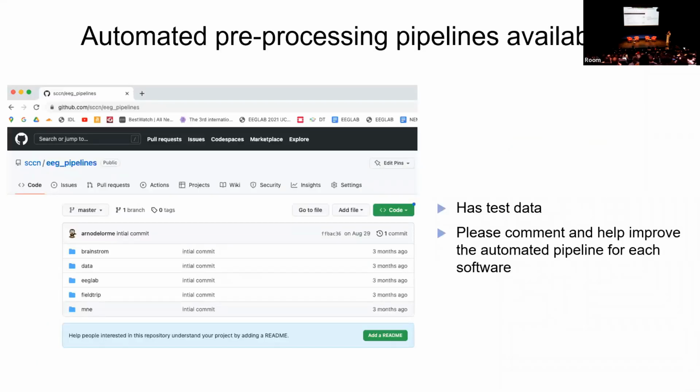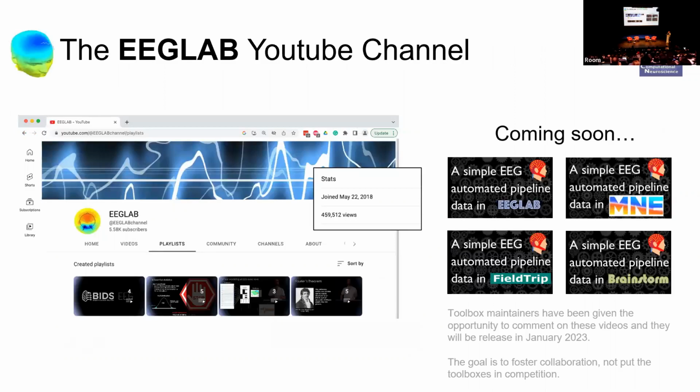All those automated pre-processing pipelines are available on GitHub. So you can test your data with the different pipelines and look at what the differences are. And you can comment and help improve these pipelines for each software. And there's also the EEGLAB YouTube channel, where you can watch videos on how to apply those pipelines, and they will be online soon.